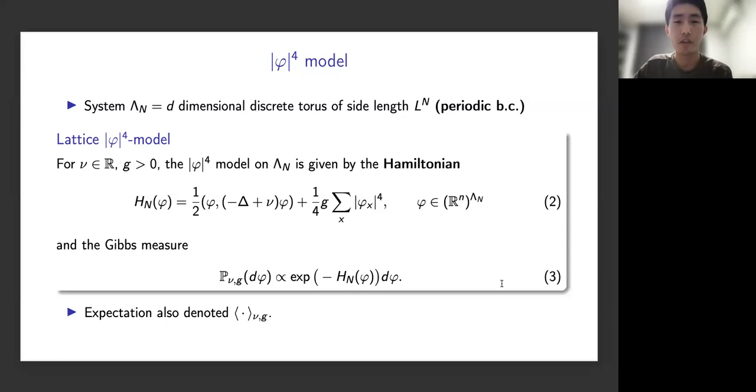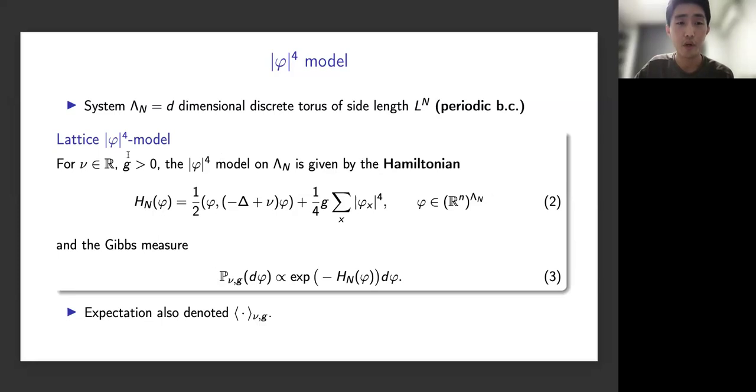So from now on, I'll be talking about the phi-4 model. I will define the phi-4 model on the system Lambda n, which is the d-dimensional discrete torus of side length L to the n. The notation here might be a bit confusing. L is a fixed number, and n is the parameter that decides the size of the system. Of course, because we're working on the torus, we'll be assuming periodic boundary conditions.